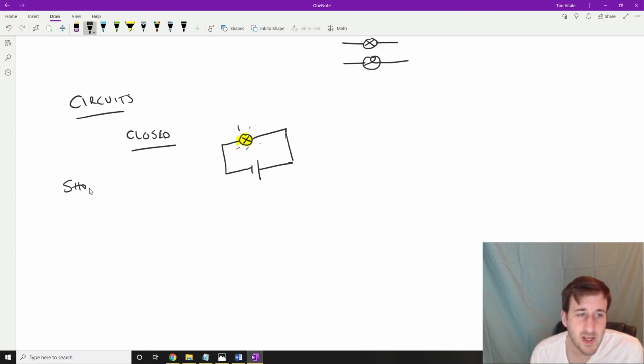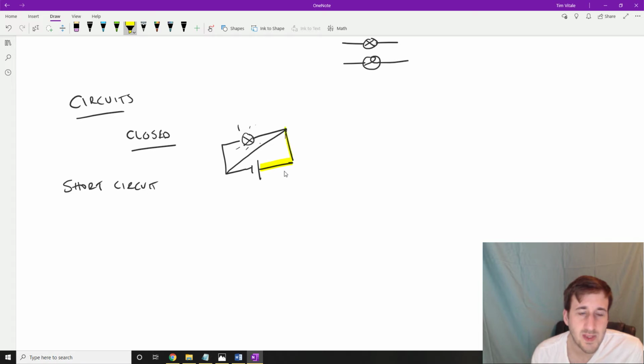Another thing that happens sometimes is called a short circuit. A short circuit is when you basically just directly connect the two ends of the battery with no resistors, no light bulbs in it at all. Let me show you an example. If I took a wire and connected it from here to here, this would make the light bulb go out, because the electricity is going to go like this.